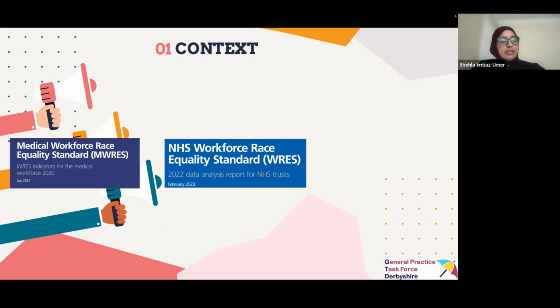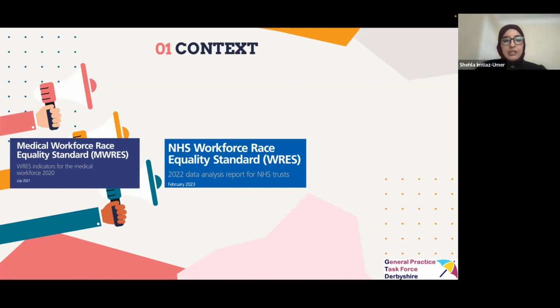And then a couple of years ago, there was the Medical Workforce Race Equality Standards that really looked at the impact on the medical workforce regarding racial inequality with respect to progressing through training, the difference in being appointed to a consultant, the levels of discrimination experienced by the medical workforce from colleagues, but also from patients.